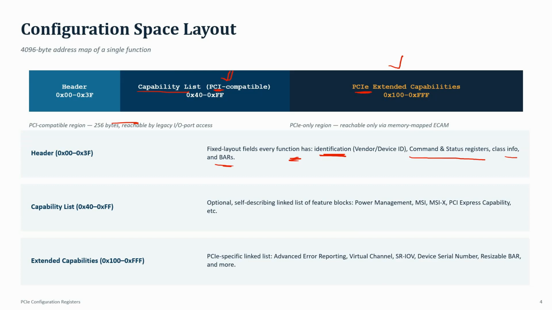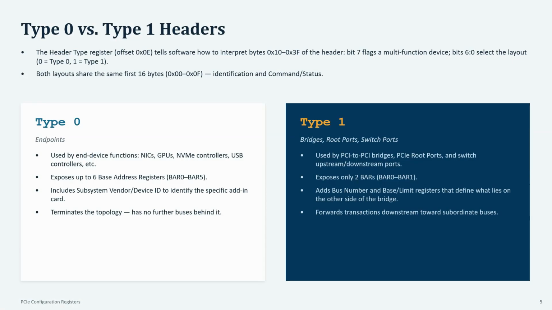And next is extended capabilities, which is a PCIe-specific linked list, used for advanced error reporting, virtual channel, SR-IOV, and all. So this is nothing but my extended capabilities. So in a 4096 byte configuration space related to a function, this is what we are going to have. The first portion of registers is known as the header, the next portion is the capability list, which is optional, and the third is PCIe extended capabilities.